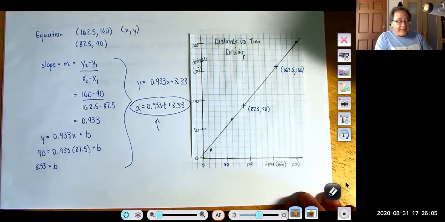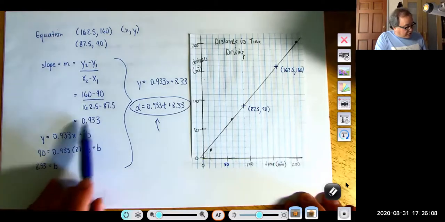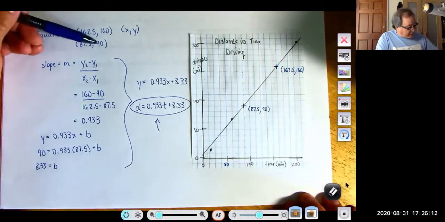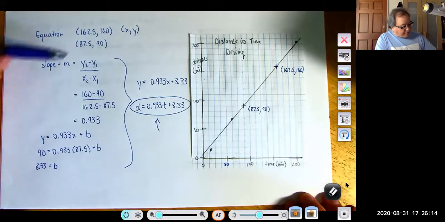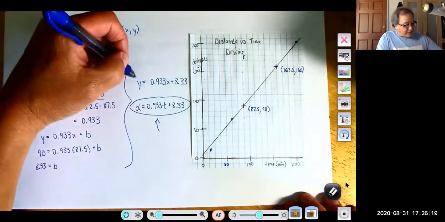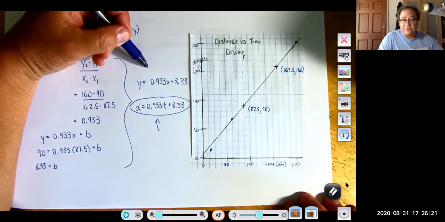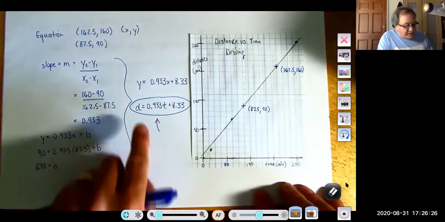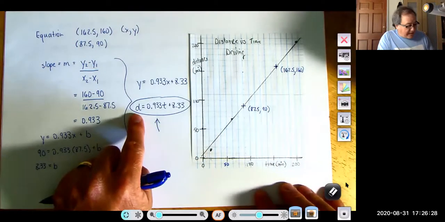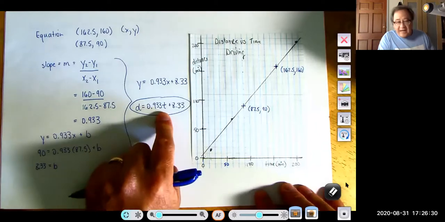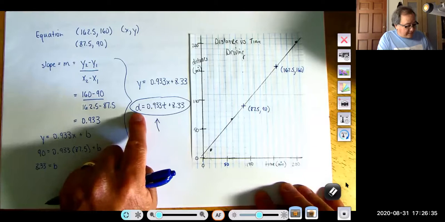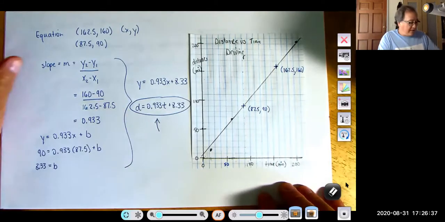To figure out what B is, you plug in the value for the slope and you plug in an X value and a Y value. So I used 90 for my Y value and 87.5 for my X value and figured out what B is. And here's the equation of the line using the Y equals mx plus B format. But I thought I'd do one better because Y is really distance and X is really time. So I used the letters D and T. Okay.